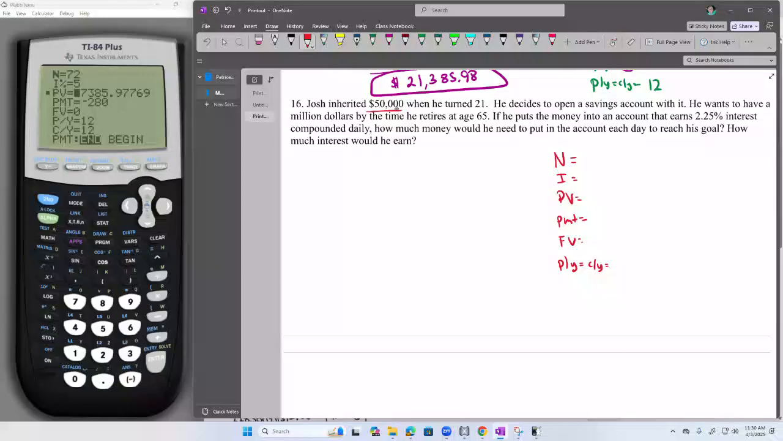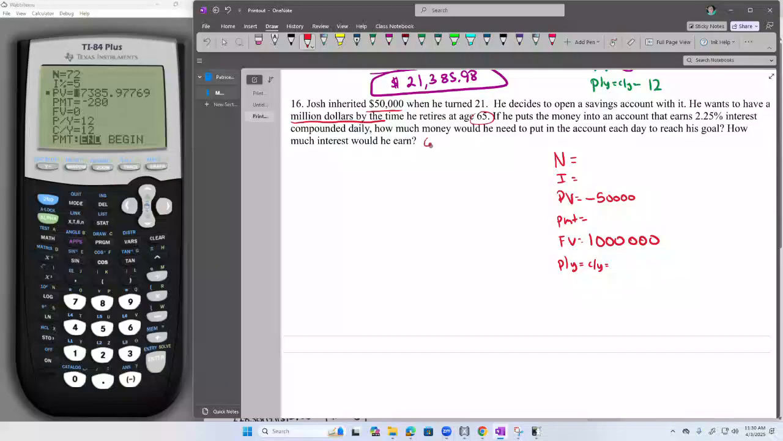So he's gonna put $50,000 into the bank. So that's negative $50,000 because it's going away from him into the bank. Okay. He decides to open a savings account with it. He wants to have $1 million by the time he retires. So his future value is going to be $1 million. That would be 6 zeros.